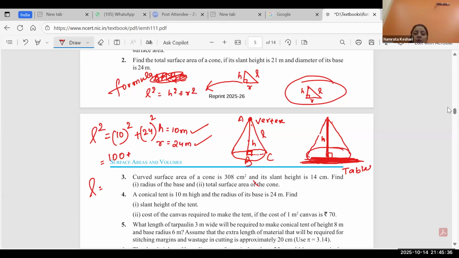Yes, the L value I told you to find. Yes, Nikhil, number 4, you have to find the L value by using this formula, given that H is 10 meters and R is 24 meters.